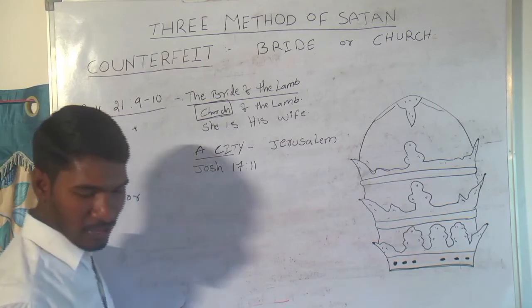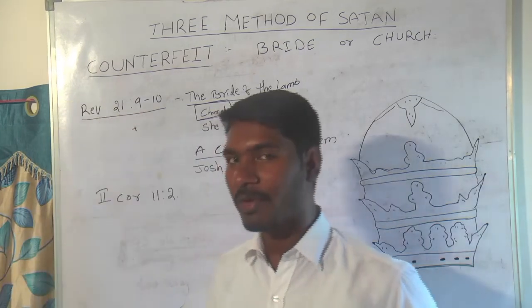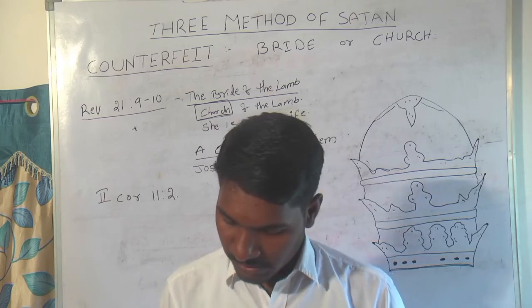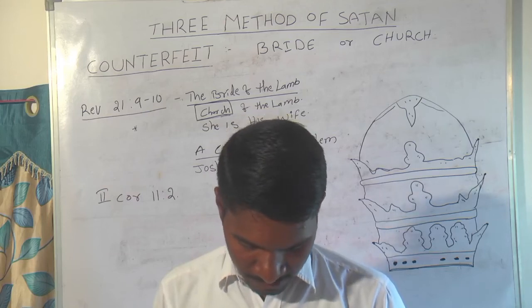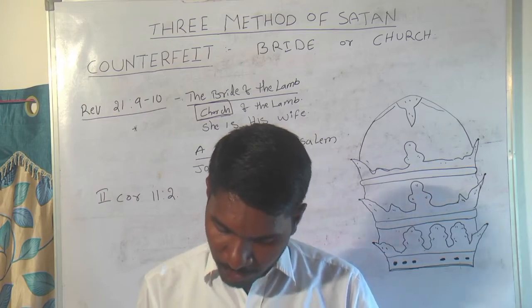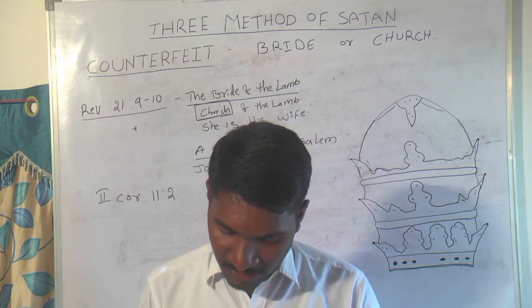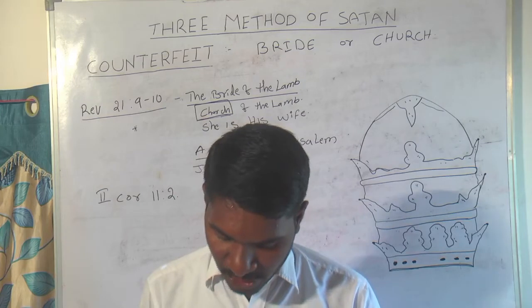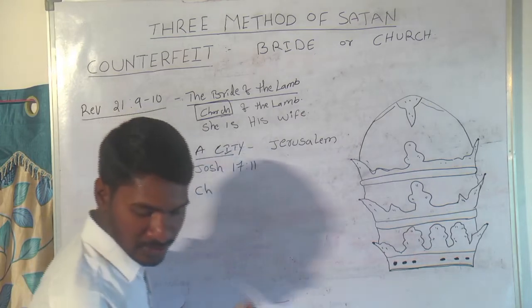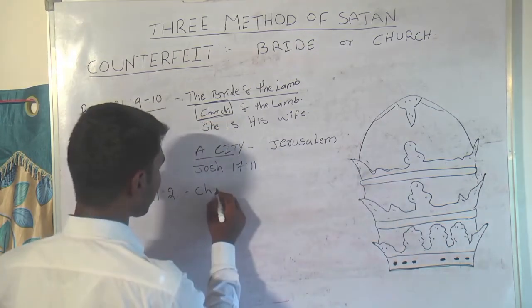Here again we are going to see 2 Corinthians chapter 11 verse 2. Please turn your Bible with me. Second Corinthians chapter 11 verse 2 says like this: "For I am jealous over you with godly jealousy, for I have espoused you to one husband, that I may present you as a chaste virgin to Christ." Chaste virgin. So please remember this.